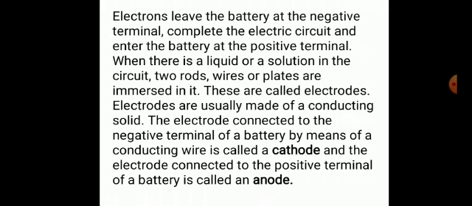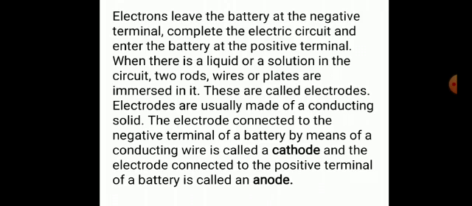Electrons leave the battery at the negative terminal, complete the electric circuit, and enter the battery at the positive terminal. When there is a liquid or a solution in the circuit, two rods, wires, or plates are immersed in it. These are called electrodes. Electrodes are usually made of a conducting solid. The electrode connected to the negative terminal of a battery by means of conducting wire is called a cathode, and the electrode connected to the positive terminal of a battery is called an anode.